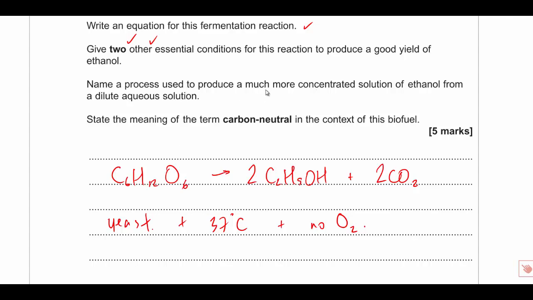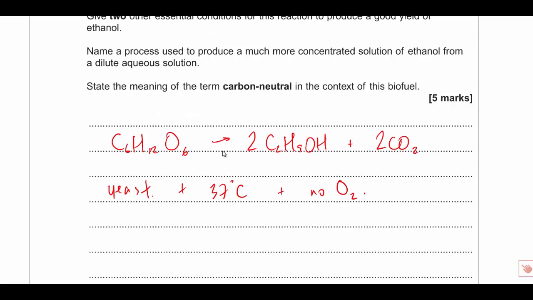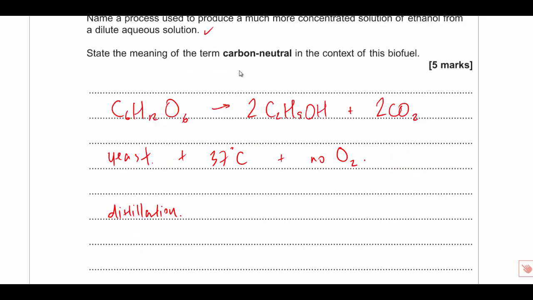Name a process used to produce a much more concentrated solution of ethanol from a dilute aqueous solution. Distillation. If you've all seen bottles of vodka and all the rest, you know, distillation is the process that allows us to increase the concentration of alcohol. That's where our spirits are produced. Name a process used to produce, oh, we've already done that one, so that's that done. 4 marks in.